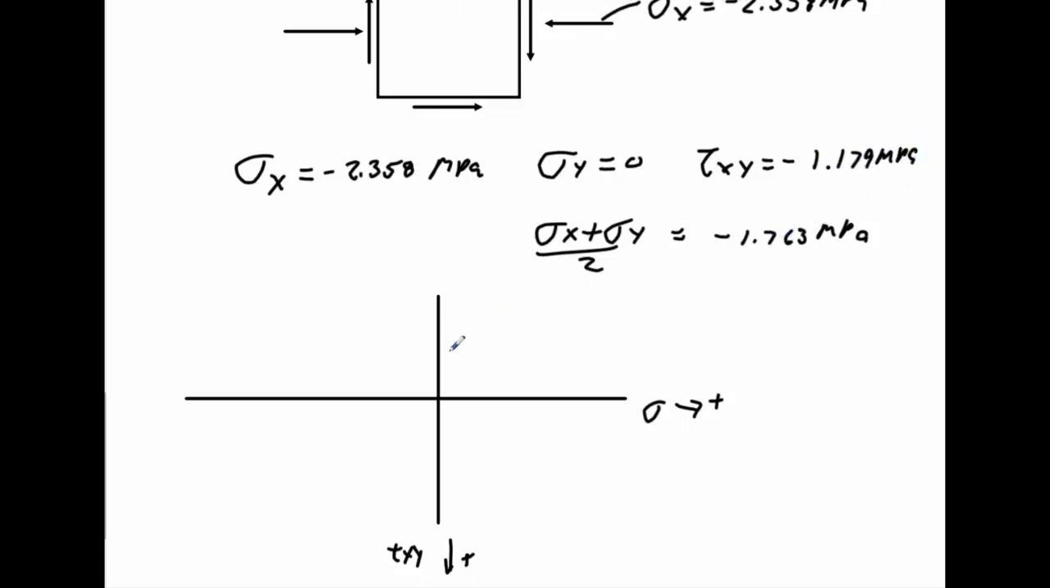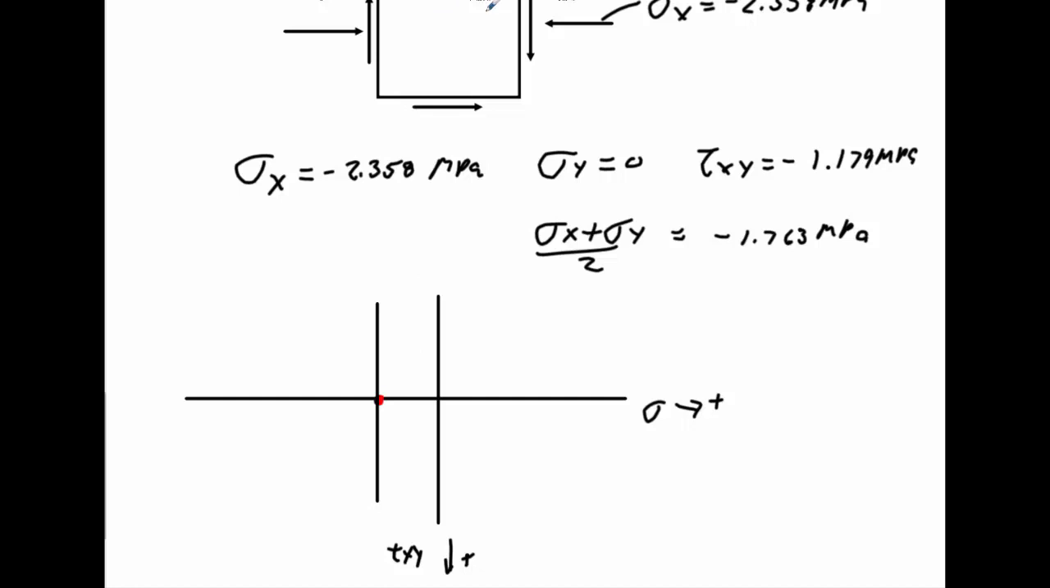Alright, so now we would come over negative 1.763, that's the center of the circle. Make that our center. I'll create an axis system here. Oops, do that again. Sorry, I'll try to go right through that if I can. Alright, there's my axis system there.